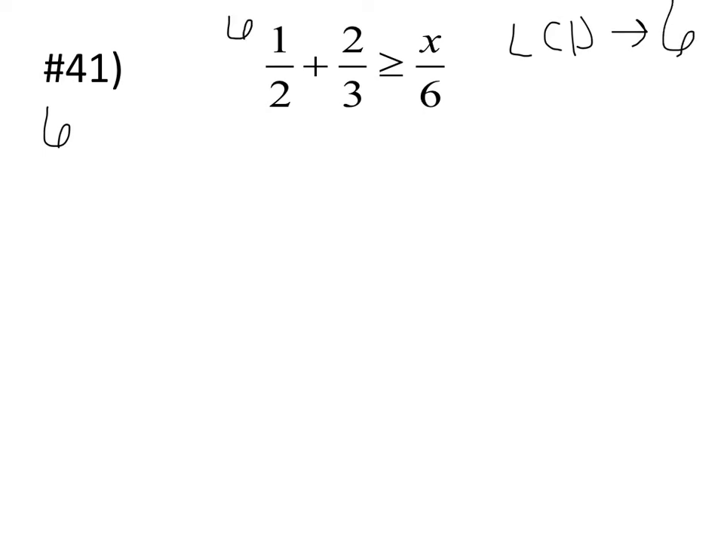So we're going to multiply 6 by each piece. We say 6 divided by 2 is 3. 6 divided by 3 is 2. And 6 divided by 6 is just 1.